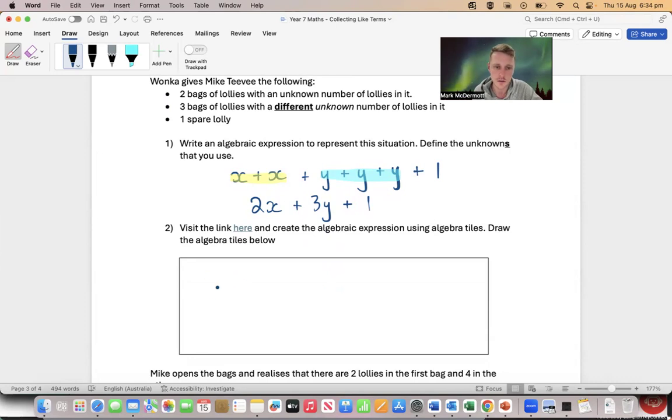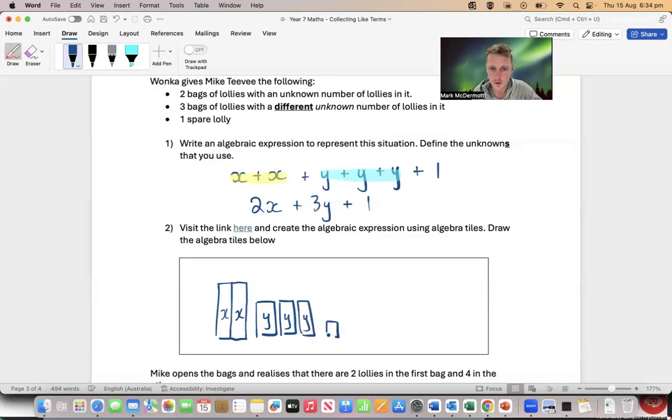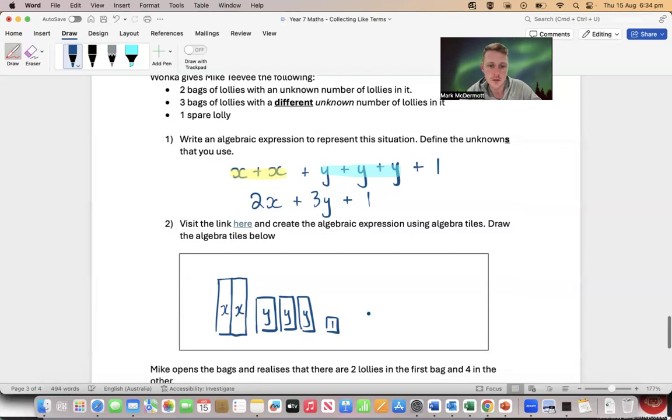So that's how we would write our algebraic expression there. All right, using the algebra tiles. I reckon you get the picture with the algebra tiles, so I'm just going to draw this straight away. X times X. All right, and then we're going to have some Y tiles. They have to be shown to be a different size. I've got 3 of those. And then we've got a single spare lolly.